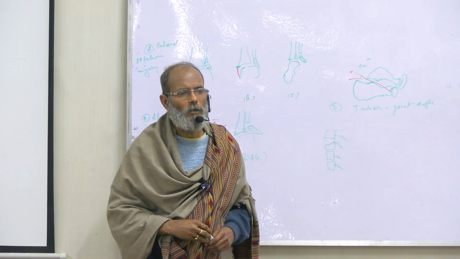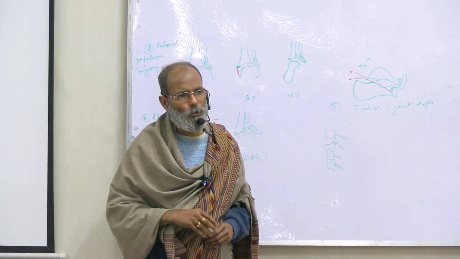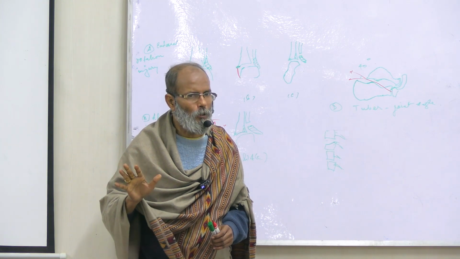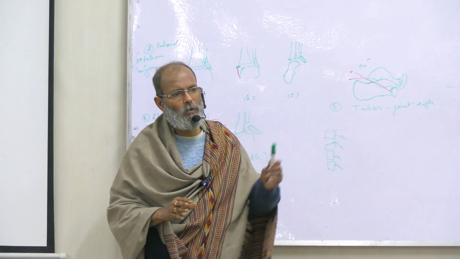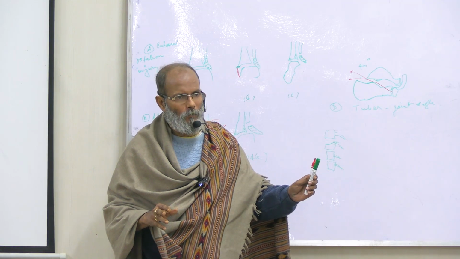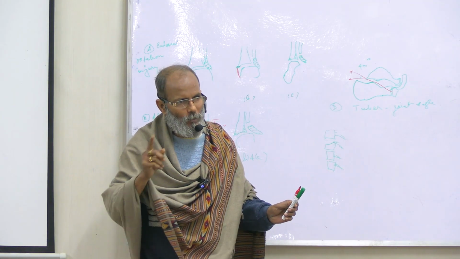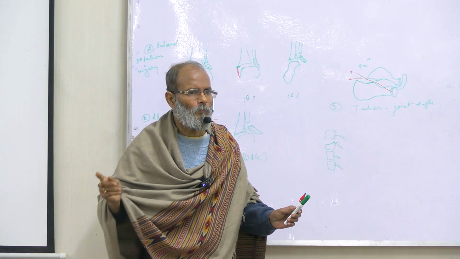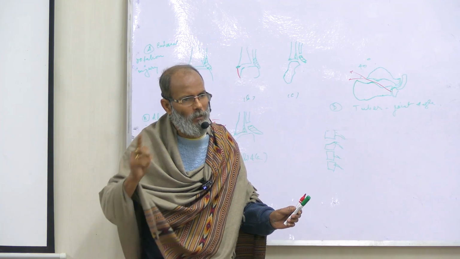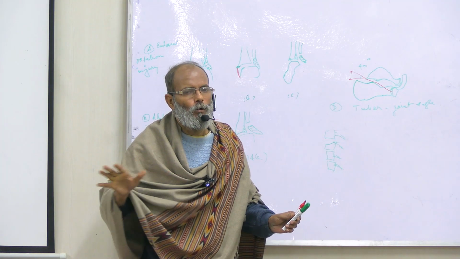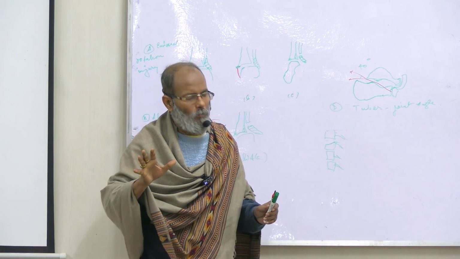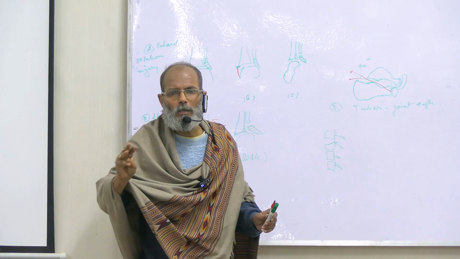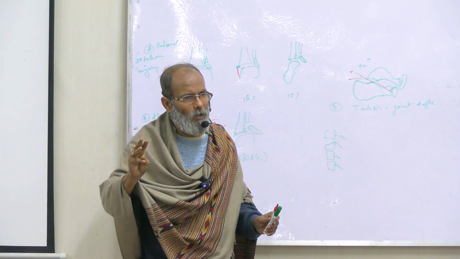In case of the tarsometatarsal joints, there are 5 joints, but the first joint remains in a separate cavity. The second and third form a separate cavity. The fourth and fifth metatarsals form another cavity. So, though the tarsometatarsal joints are 5, there are ultimately 3 cavities.